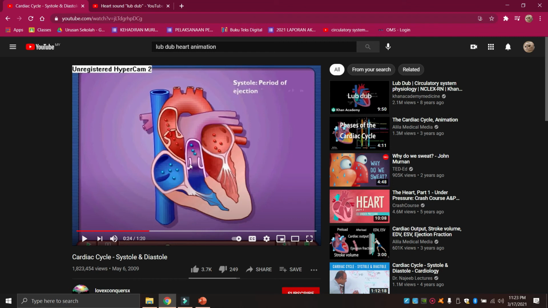So remember, for the dub sound, the semilunar valve closes. For the lub sound, the tricuspid and bicuspid valves close. Diastole is for the dub sound, systole is for the lub sound. We have to remember that.